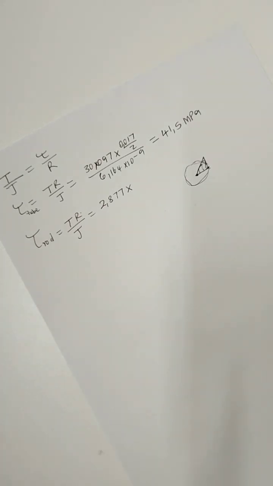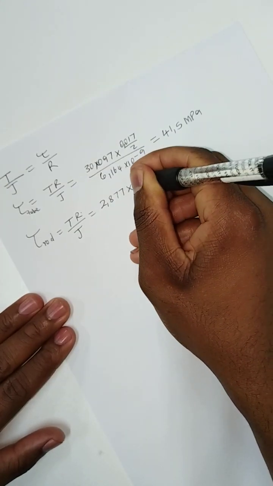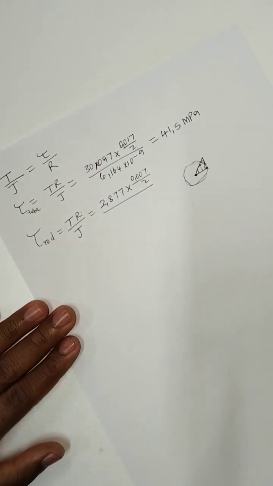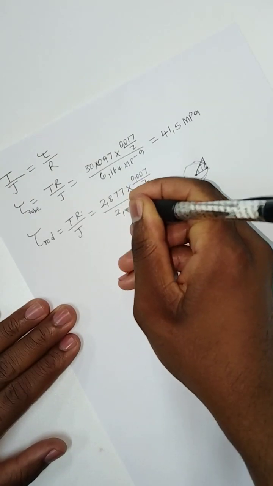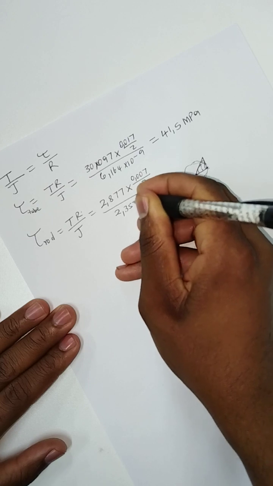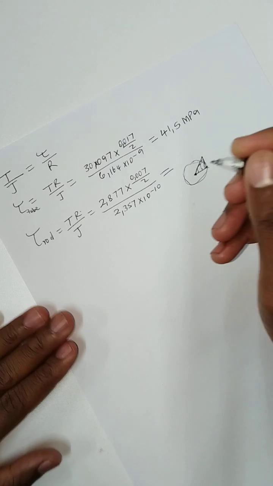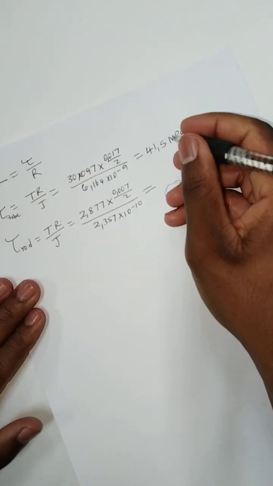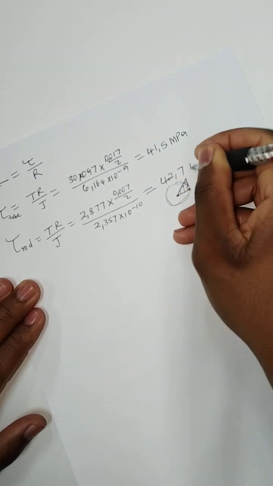It's 7. Then you will have 7 divided by 2, 0.007 divided by 2 over J. J for rod, 2.357 times 10 to the power minus 10. You should get 42.7 MPa.